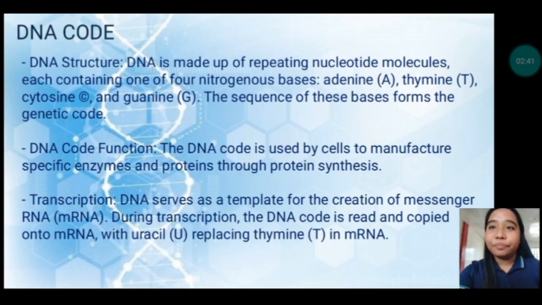So next is transcription. In transcription, DNA serves as a template for the creation of messenger RNA, or mRNA. During transcription, the DNA code is read and copied onto mRNA, with uracil or U replacing thymine in mRNA. So earlier in the DNA code we have 4 letters, A, T, C, and G. When it gets to mRNA, the messenger RNA, the letter T is changed to U.